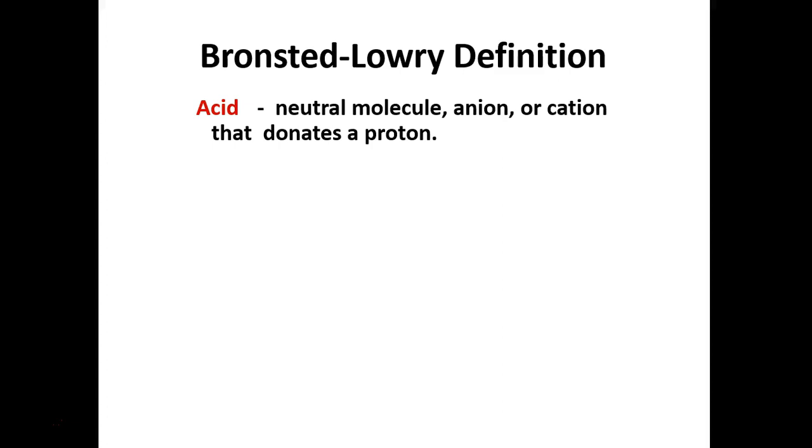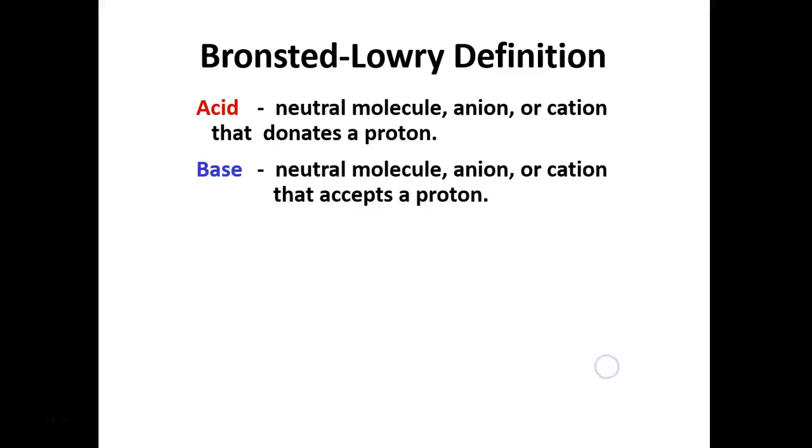Once it loses that one electron, the only thing that's left behind is a proton. So we'll use that term proton with the symbol H+ interchangeably. And a Bronsted-Lowry base is a neutral molecule, anion or cation, that will accept a proton. So the general form of a Bronsted-Lowry reaction would have the acid in blue, HA.